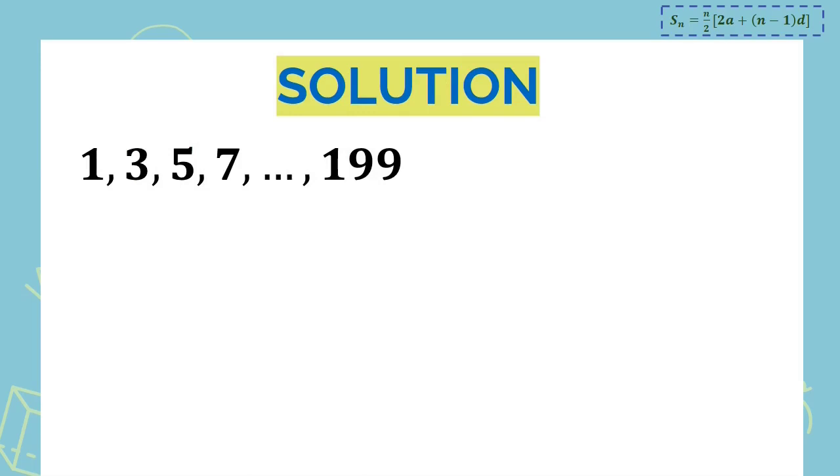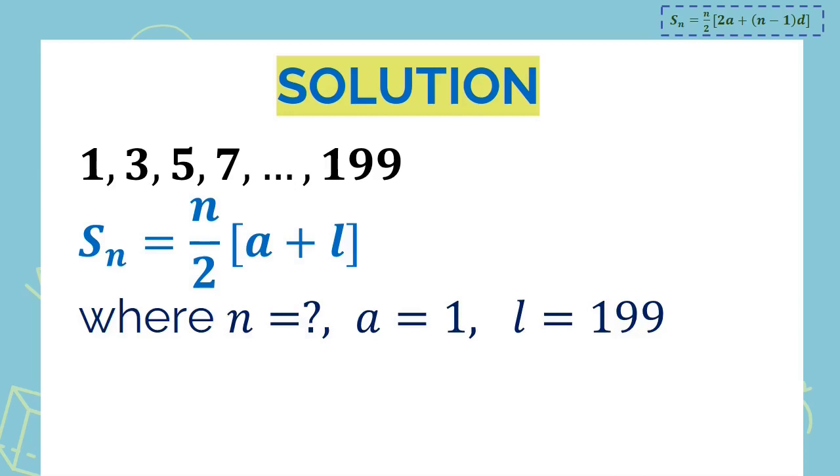And that will start with 1 and end with 199. And so to find the sum of all positive odd numbers less than 200, we apply the formula for finding the sum of any linear sequence, which is given by S subscript n equals n over 2 all multiplied by A plus L. In this question, the number of terms is not known.